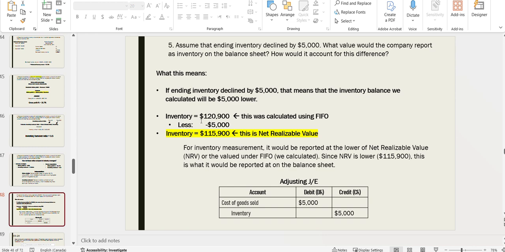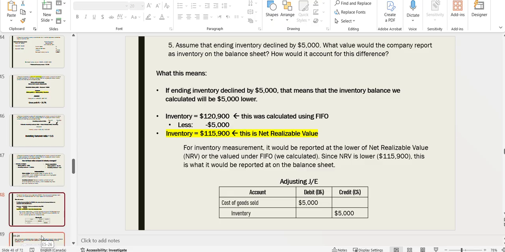So you can see that the ending inventory calculated using FIFO here is $120,900. But from net realizable value, you can see that $115,900 is our inventory. So this amount is lower, so we need to journalize it and decrease the amount of inventory by 5,000 and increase our cost of goods sold by 5,000.